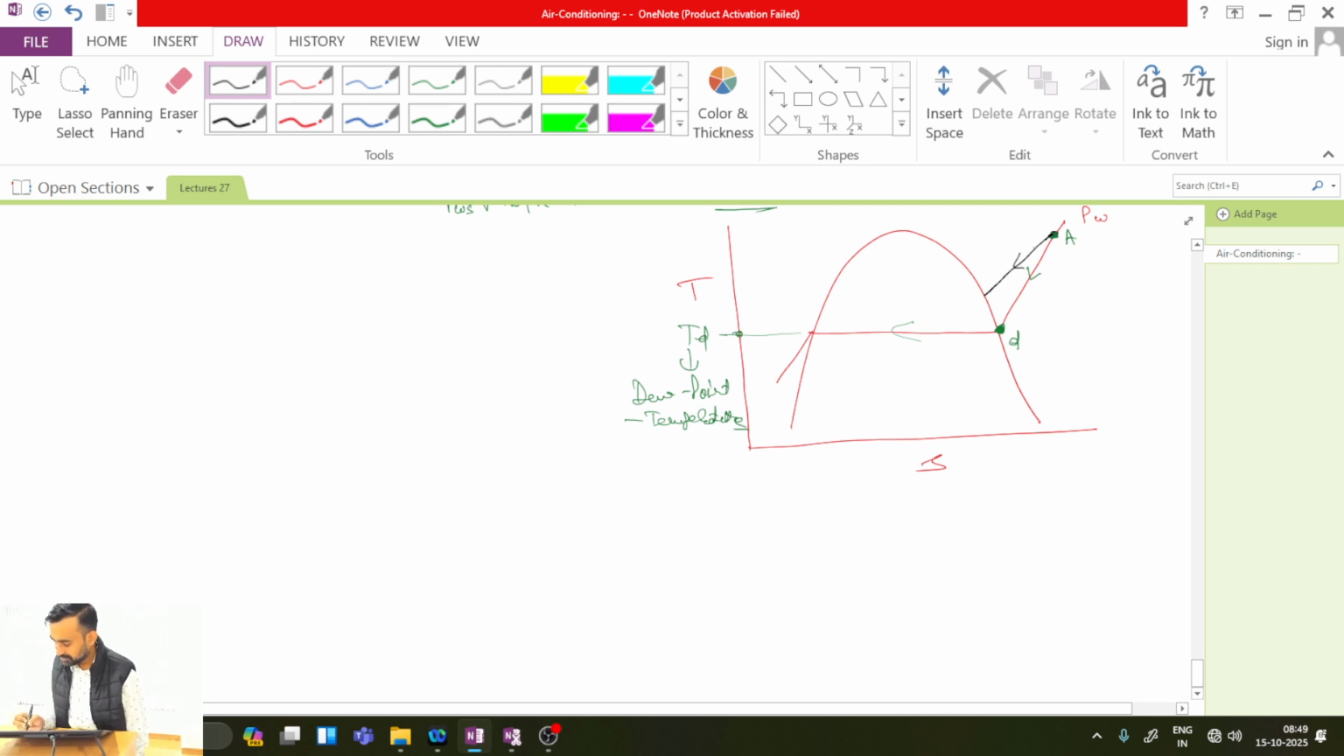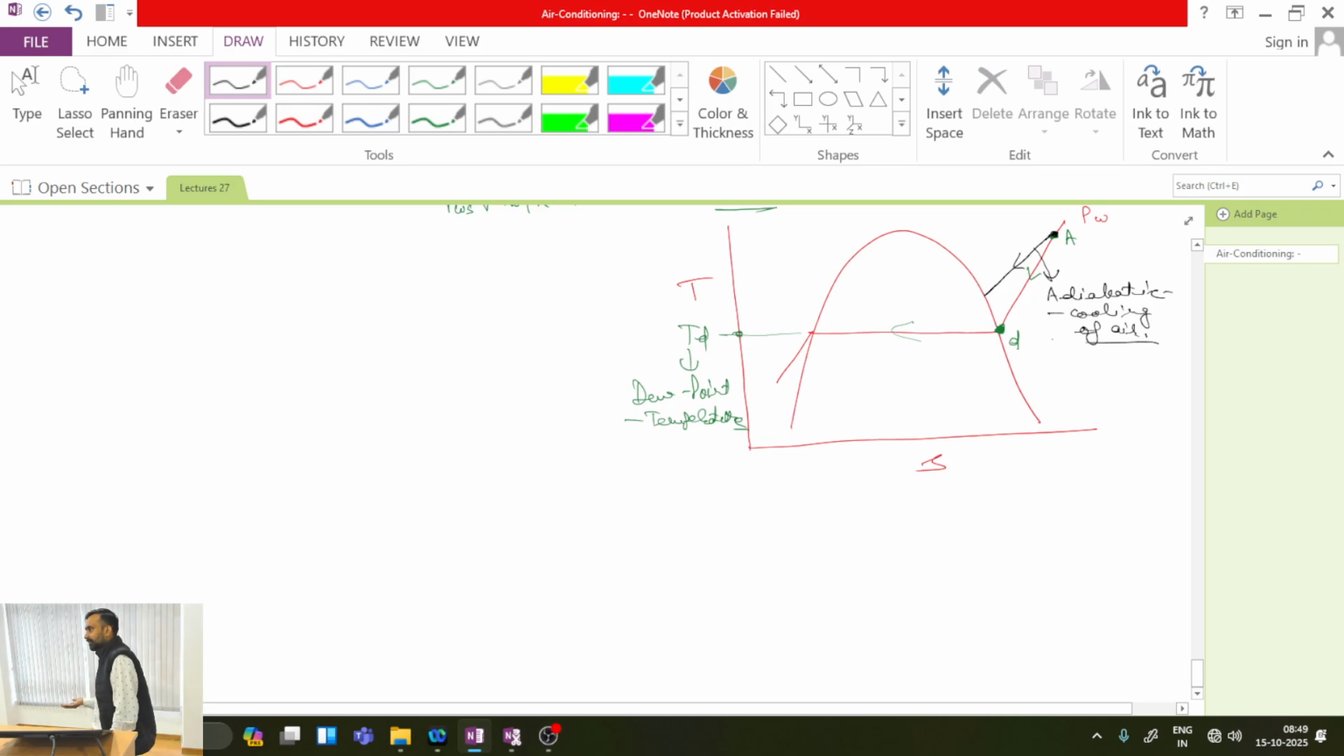So what is this process? This process is adiabatic cooling of air. Is this one clear? This is adiabatic cooling of air. With the adiabatic cooling of air, instead of point D, I reach some saturated state, some point B.